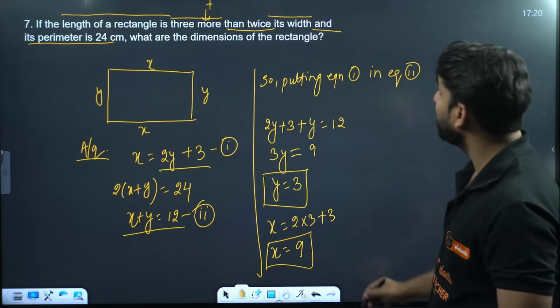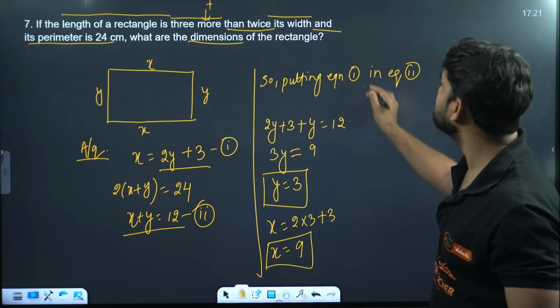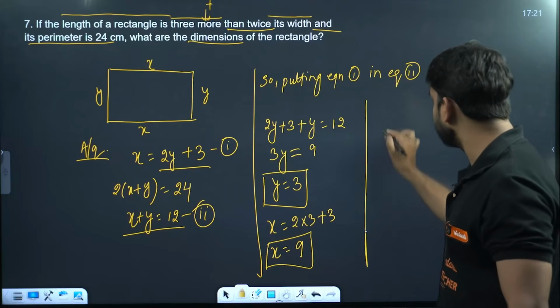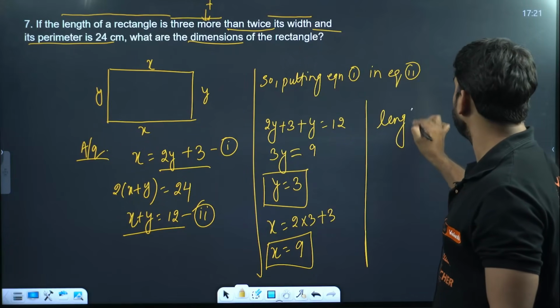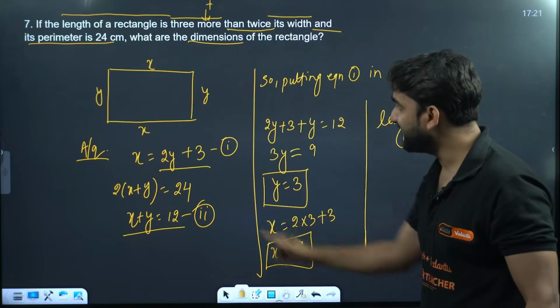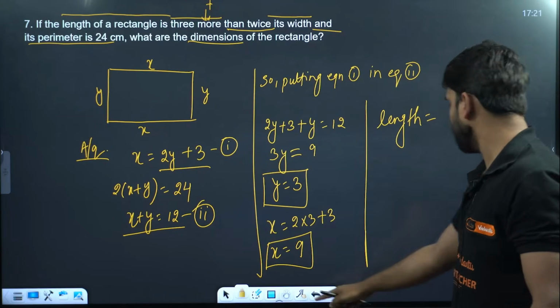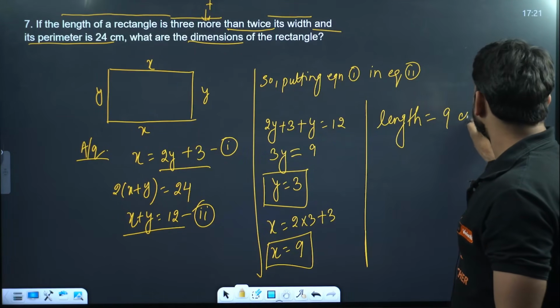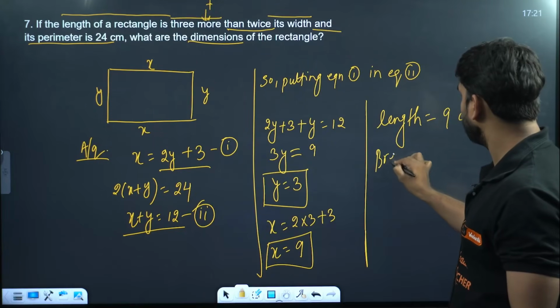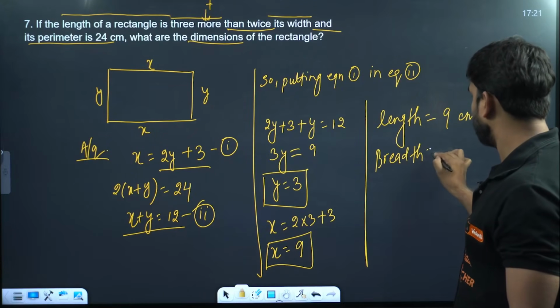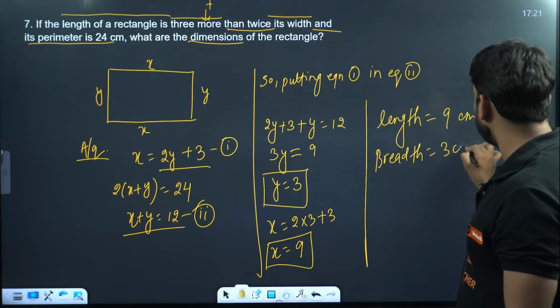So we can write, what are the dimensions? Dimension means length and breadth. So the length is what? Length was x. So length is 9 centimeter. And what is breadth? So breadth is 3 centimeter. Answer.